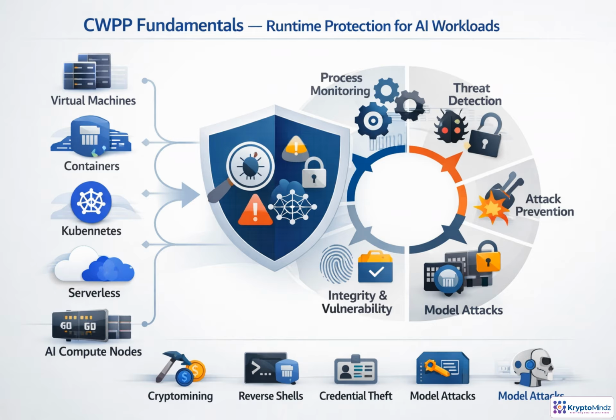CSPM checks whether the environment is set up safely. CWPP asks a different question. What are workloads doing right now? It watches VMs, containers, Kubernetes, serverless functions, and GPU-backed AI nodes for process activity, file changes, network connections, vulnerable packages, and suspicious behavior. That runtime view helps catch crypto mining, reverse shells, container escapes, credential theft, and attacks against model-serving systems before they become larger incidents.